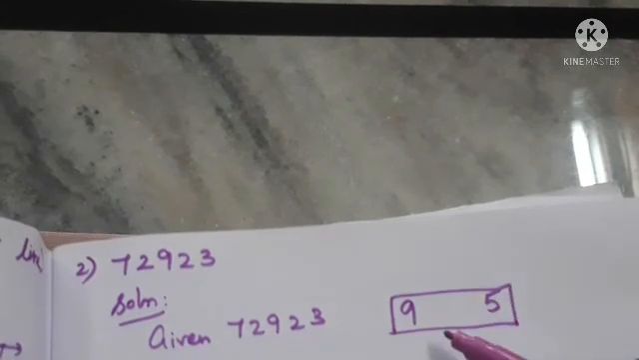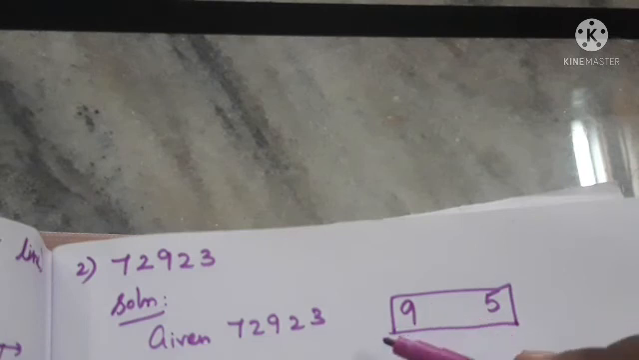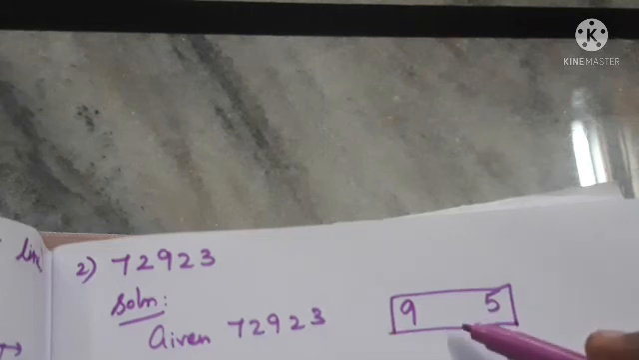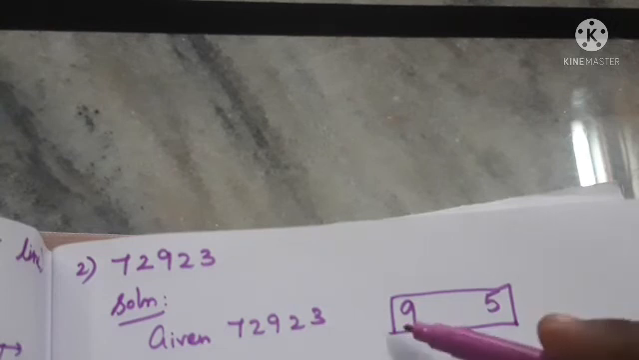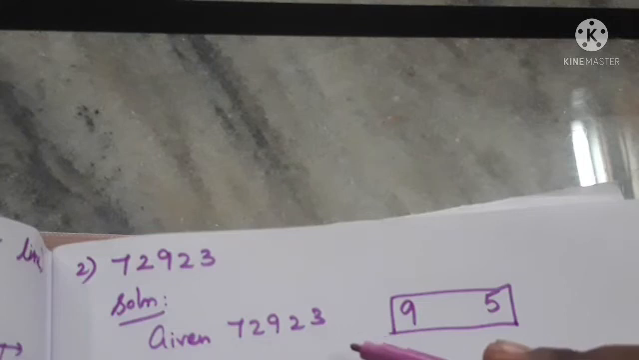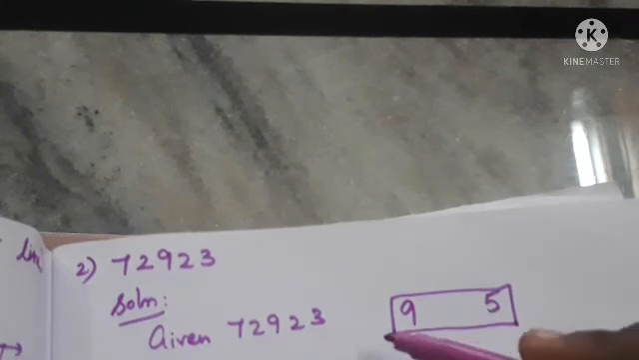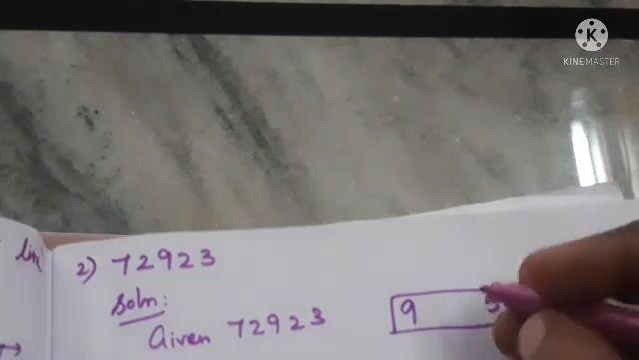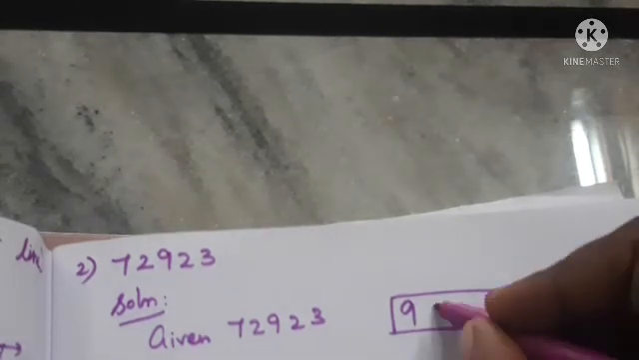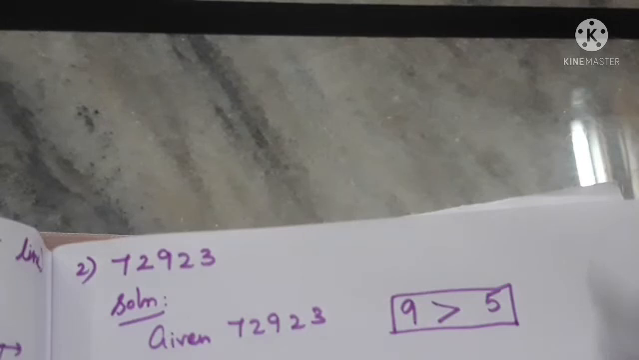So which condition will be satisfied for this question? The first condition: if the 100 place is less than 5, we have to round down. But here the second condition will be satisfied, isn't it? Because in the 100 place we have 9. If the 100 place has 5 or greater than 5, the second condition applies. So we have to add 1 to the 1000 place. 5 or 9, which is greater? 9 is greater.